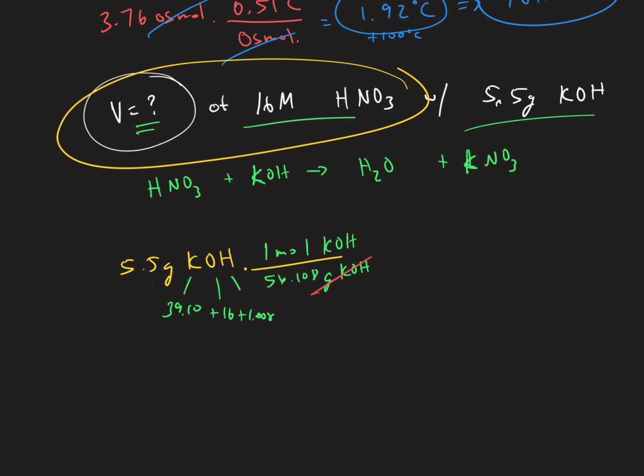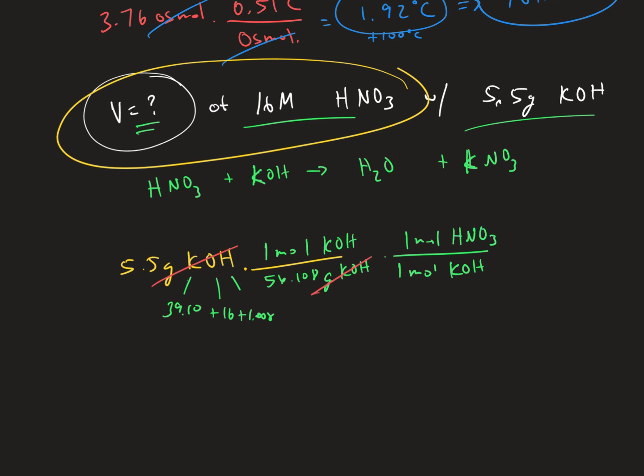Grams goes away. We still need to get the HNO3, so we keep going. What's the mole to mole ratio? 1 to 1, that's easy. 1 mole of KOH to 1 mole of HNO3.